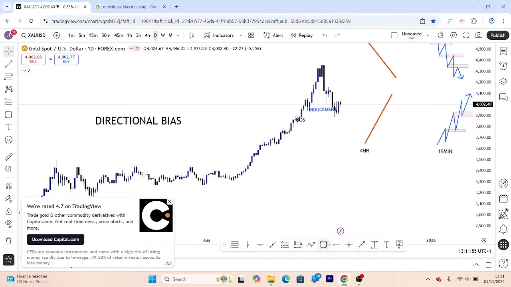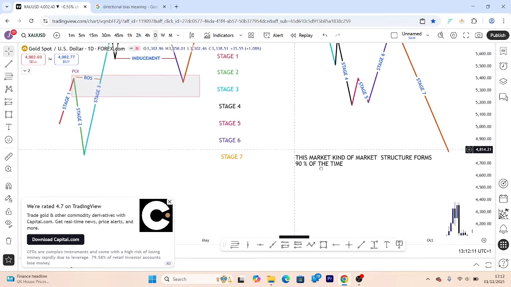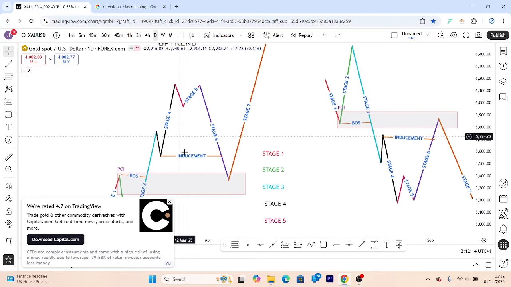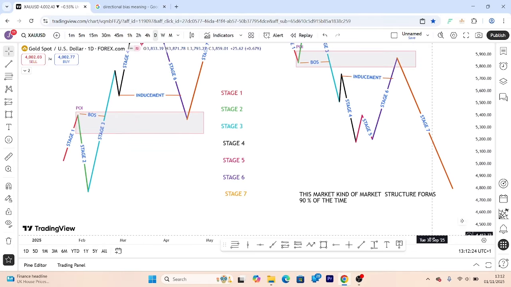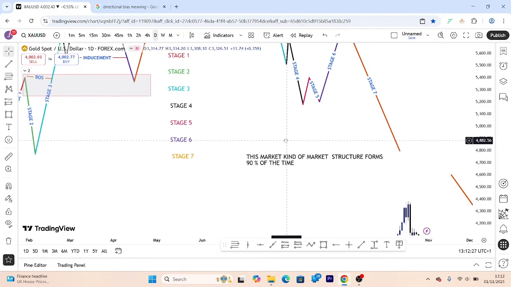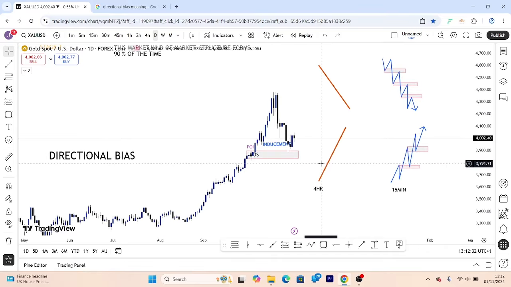So looking at this right now, we're going to draw our point of interest. So this is the point of interest. So which stage are we at now, according to what I just showed you? Because we are at the higher time frame, this is the daily chart for gold. According to this, which stage are we at? We are at the 7th stage.